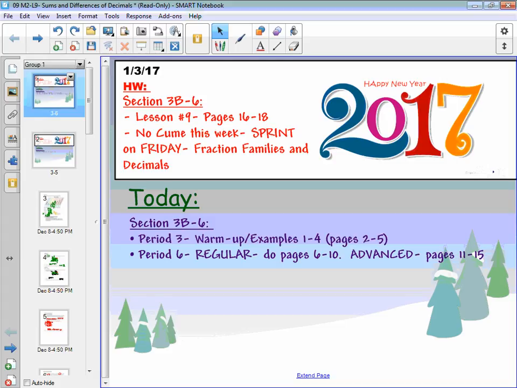I realize that. We're ahead. We're a little bit ahead, which is fine. Okay? So they're double periods, so I'm just giving you a little bit of a head start. You will probably not get 6 through 10, nor if you're advanced will you get 11 through 15 done. Start it. And then for homework tonight, no matter whether you're advanced or regular, everybody's doing 16, 17, and 18 for homework tonight. Okay?